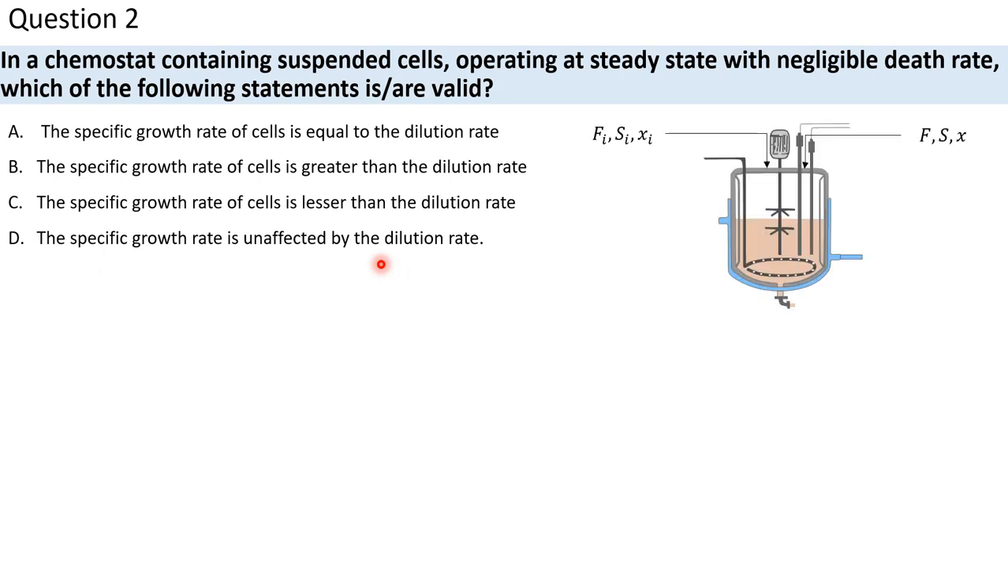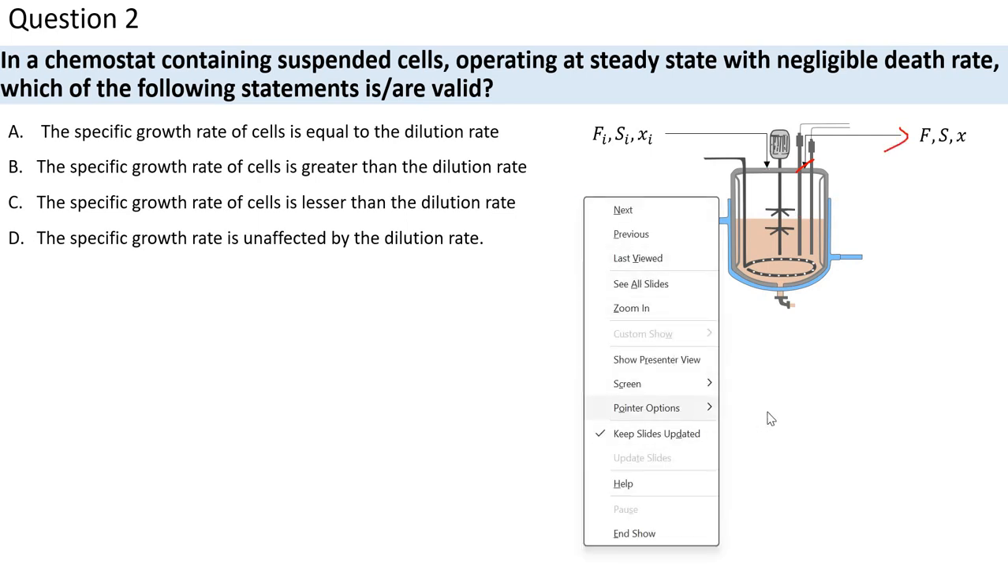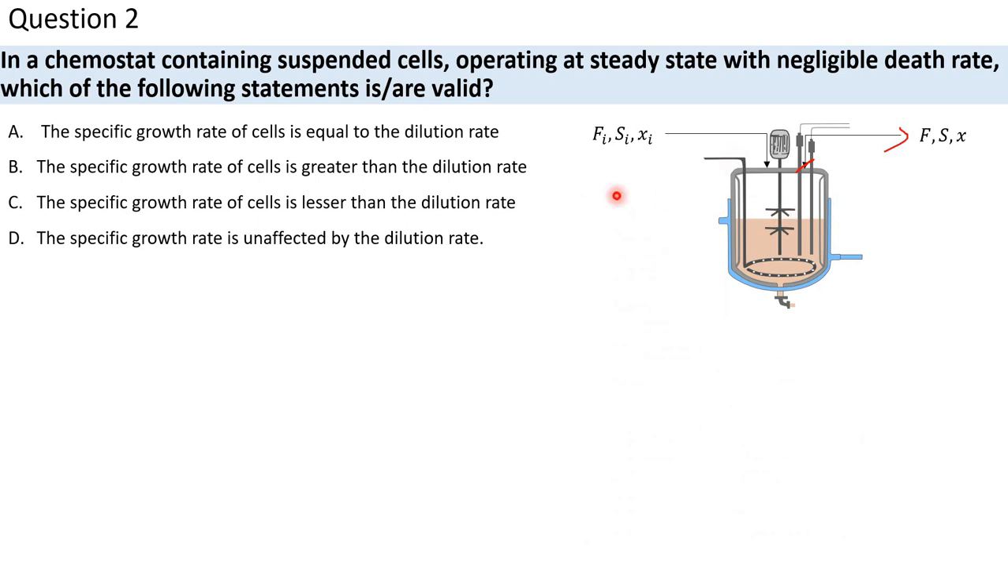Let's see what happens in a chemostat. There will be a continuous inlet as well as a continuous outlet. Sorry, here the arrow mark is wrong. It should not be here. It's being taken away, right? The inlet feed rate will be Fi, the inlet substrate concentration will be Si, and the inlet cell concentration will be Xi. Similarly, the outlet feed rate is designated as F, the outlet substrate concentration is S, and the outlet cell concentration is X.